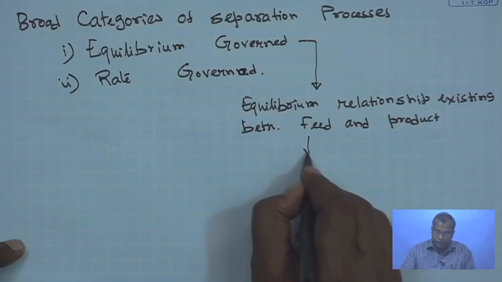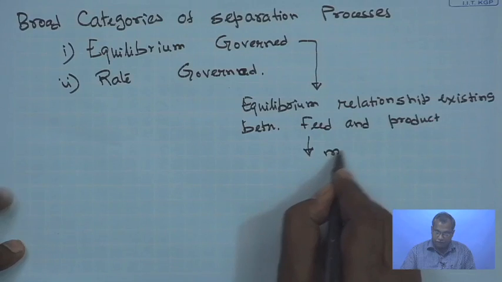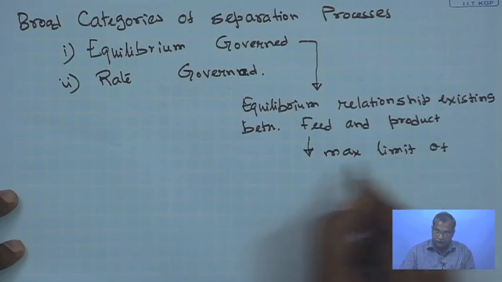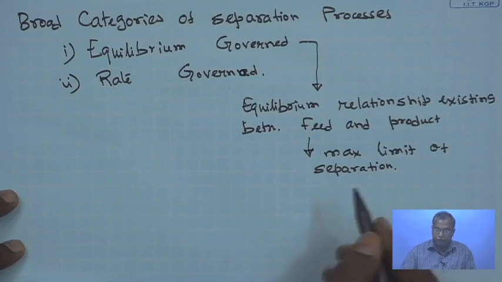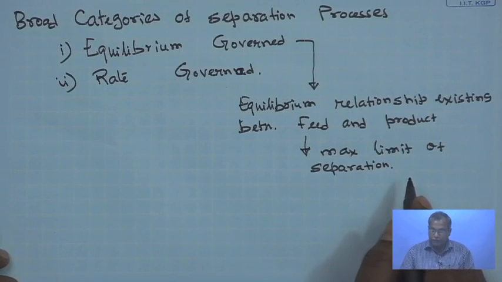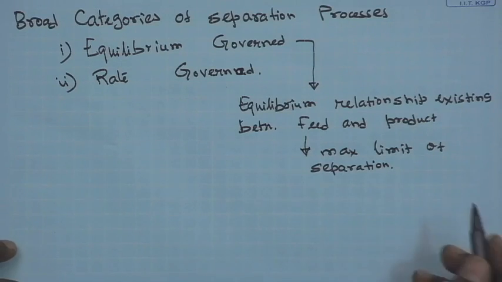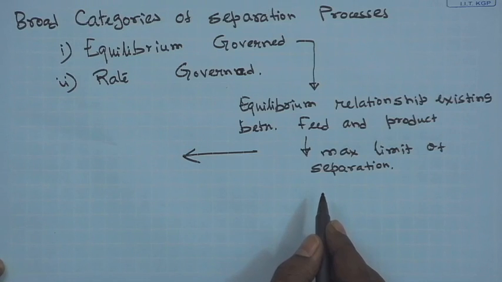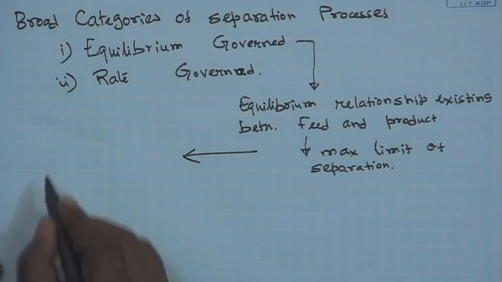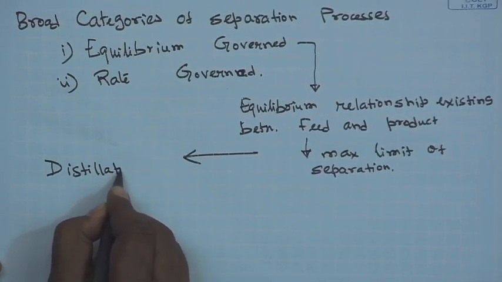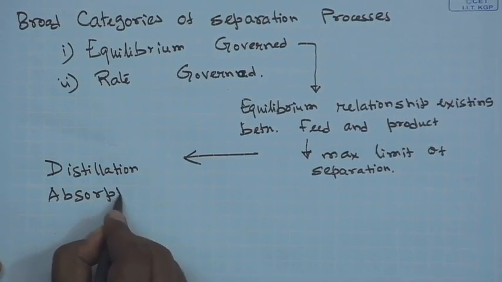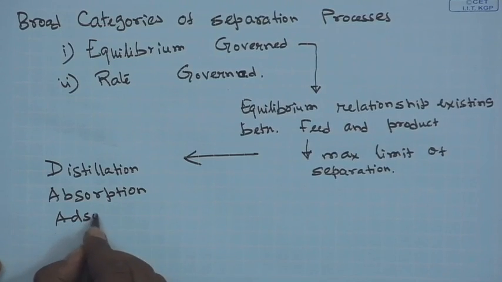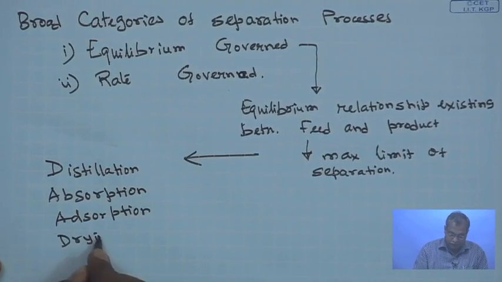So, there will be a maximum limit at a particular temperature. There will be a maximum limit of separation that can be attained in equilibrium governed separation processes, because the composition of a particular species will follow an equilibrium relationship in the feed and the product stream. So, one cannot go beyond that maximum composition. All the basic separation processes that we have studied in third year and fourth year fall under this category, equilibrium governed separation processes. So, what are the examples? Distillation, absorption, adsorption, drying, extraction.